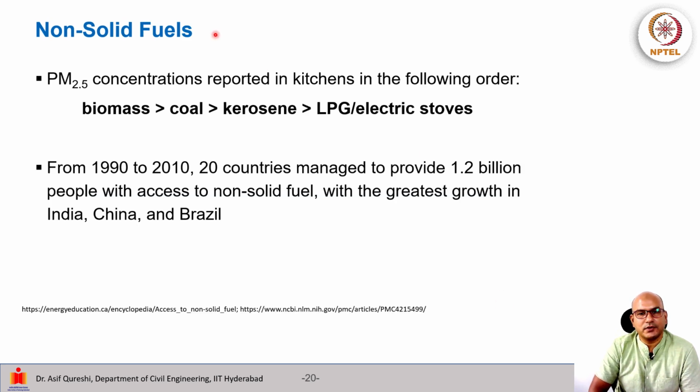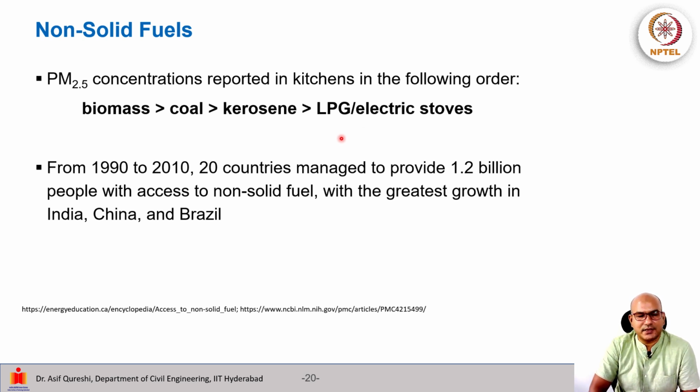Then we have non-solid fuels. Okay, this is an example: PM concentration, solid versus non-solid. Particulate matter 2.5 concentrations in kitchens have been reported in the following order depending on the fuel being used. When biomass is used, we have the greatest amount of PM 2.5 concentrations. Then if coal is used, lesser PM 2.5 concentration in indoor air. Then if we switch to kerosene, the concentrations are even lower, and when we switch to LPG and electric stoves, we have the least concentration among all of these fuels being used for cooking.